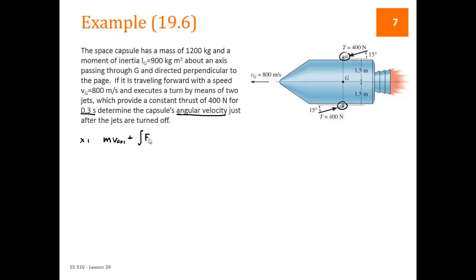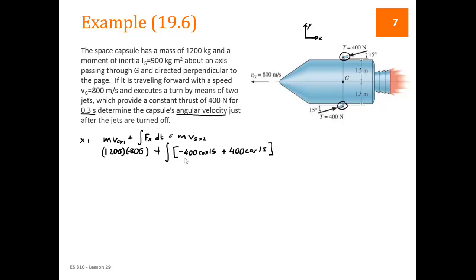plus the impulse, which is the integral of all the forces in the x times dt, is equal to the mass times vgx2. So our initial velocity in the x direction is 800, so we have 1200, the mass, times 800, which is negative, because this is our typical positive directions. Then our impulse is the sum of the forces in the x direction. Well, the top force in the x direction gives us negative 400 times the cosine, adjacent, of 15.